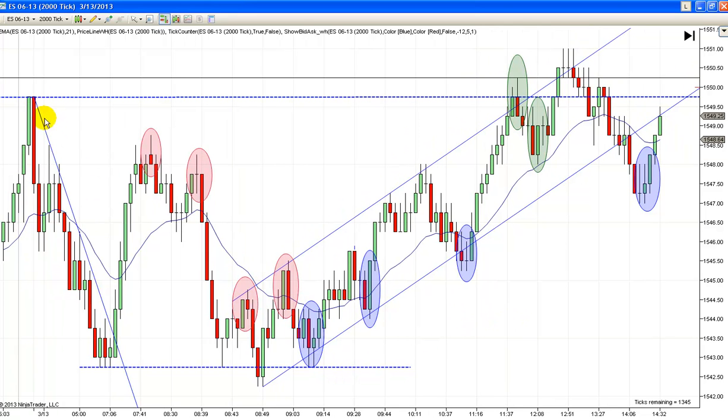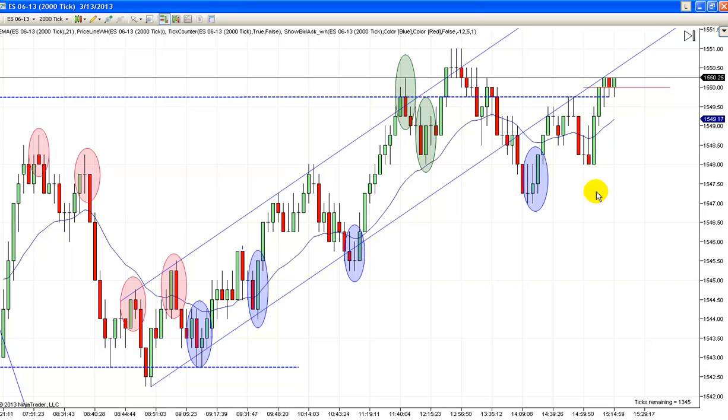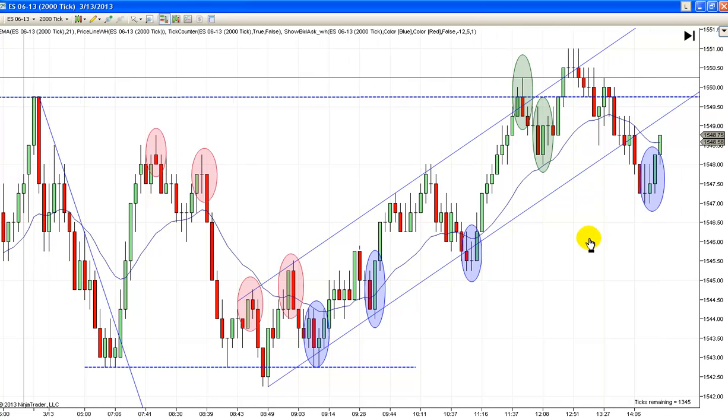This was the overnight high. This was the overnight low. We got a tick or two below the overnight low, and we got a few ticks above the overnight high. So for the most part, we spent 90% of the day within that probably 8-9 point range there. So it's kind of a range day.